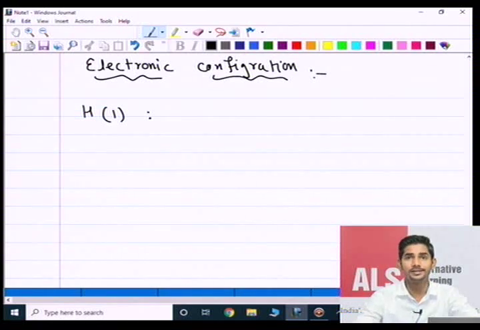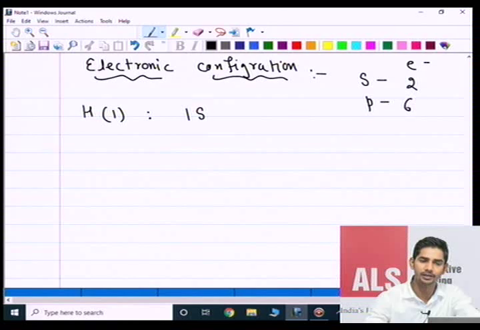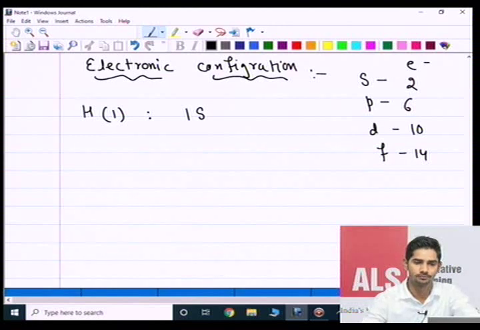First orbital is 1s, then 2s, 2p, 3s, 3p, 4s, 3d, 4p, and so on. Up to 4p at least you have to remember. So first is s. Other than that, you should remember that s can accommodate a maximum of 2 electrons, p can accommodate 6 electrons, d can accommodate 10, and f can accommodate a maximum of 14 electrons.